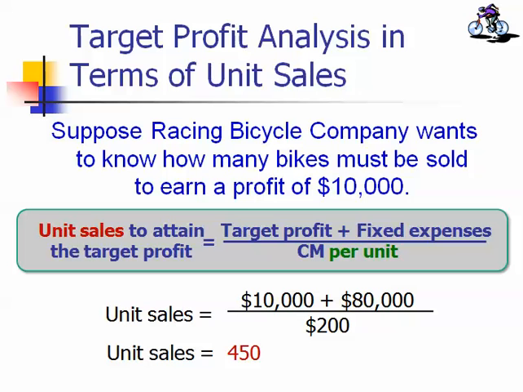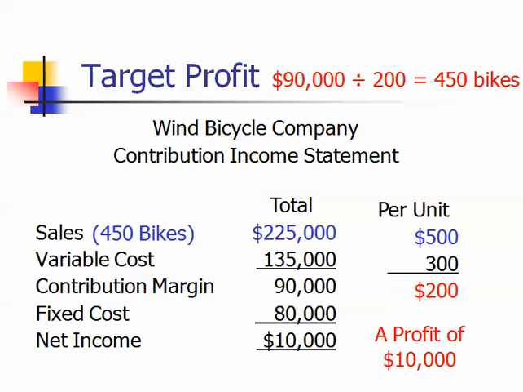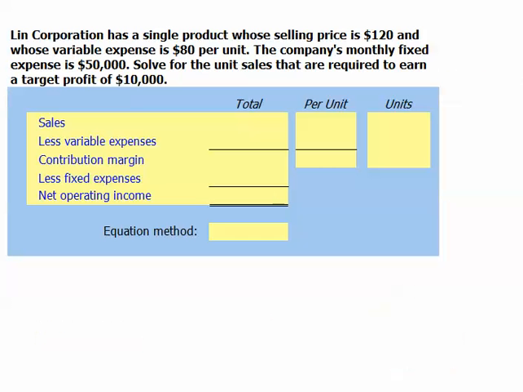Notice this is the same calculation we did in our contribution margin income statement format. We took our $90,000 contribution margin, which was our fixed cost plus net income, and divided it by our contribution margin per unit. Let's go ahead and look at another example.